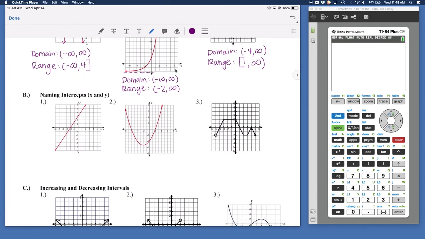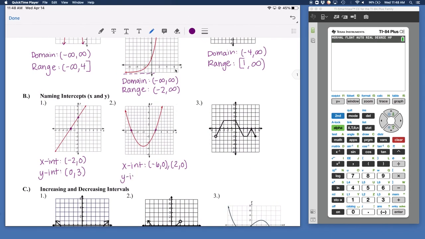Okay, x and y intercepts. So x-intercept and y-intercept is where it touches the x and y axis. So here your x-intercept is at negative 2, that's right as a point, so that's negative 2, 0. Your y-intercept's at 3, so it's 0, 3. Okay, in this case, we've got 2 x-intercepts. So we've got negative 6, 0, and 2, 0. And then your y-intercept, where it crosses the y-axis, is at negative 4, so 0, negative 4.